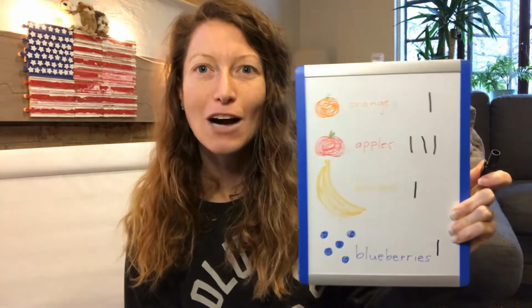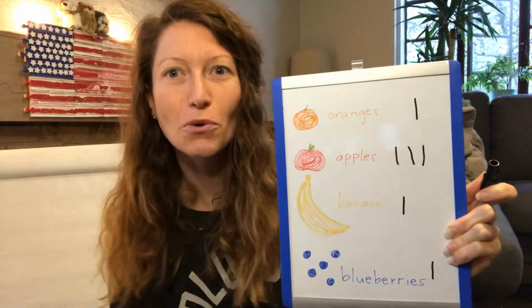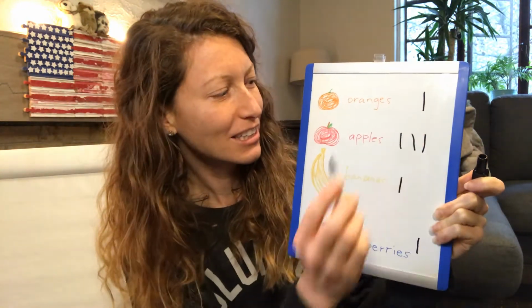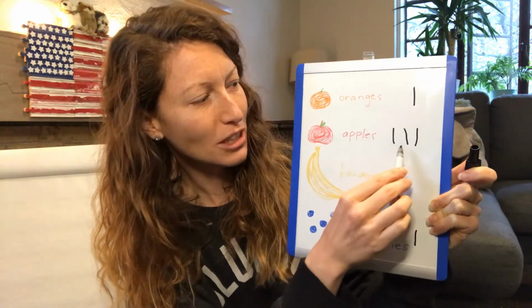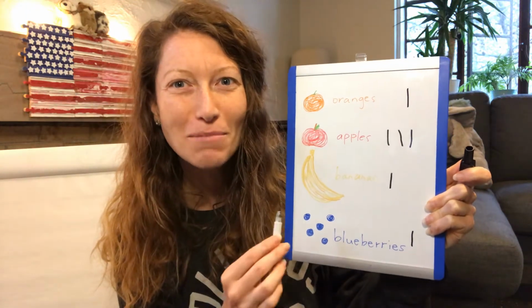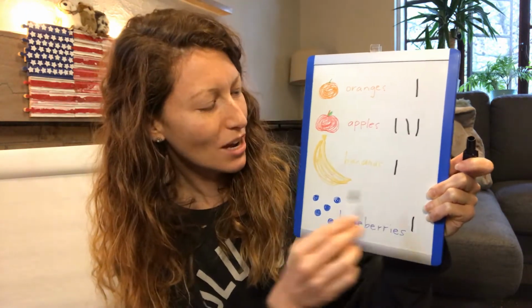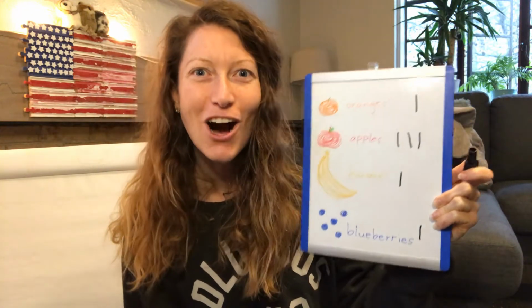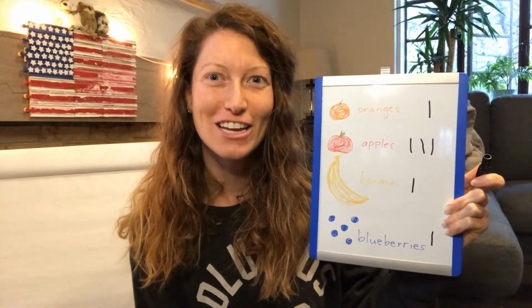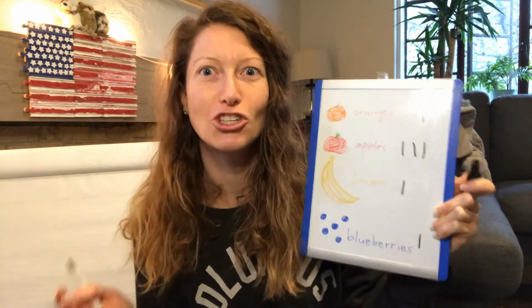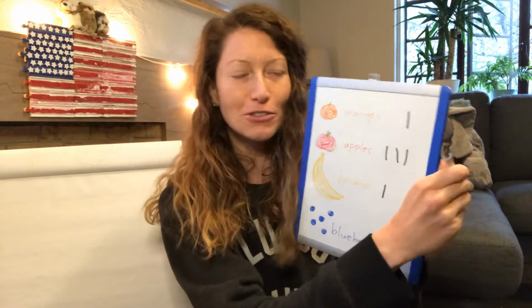All right, how many votes do we have for oranges? 1. How many for apples? 1, 2, 3. How many for bananas? 1. How many for blueberries? 1. All right, now comes the very fun part. We get to make a chart to figure out which fruit was our favorite fruit.